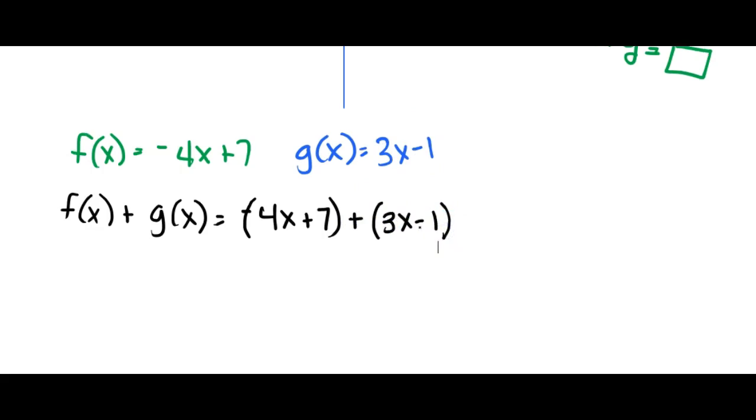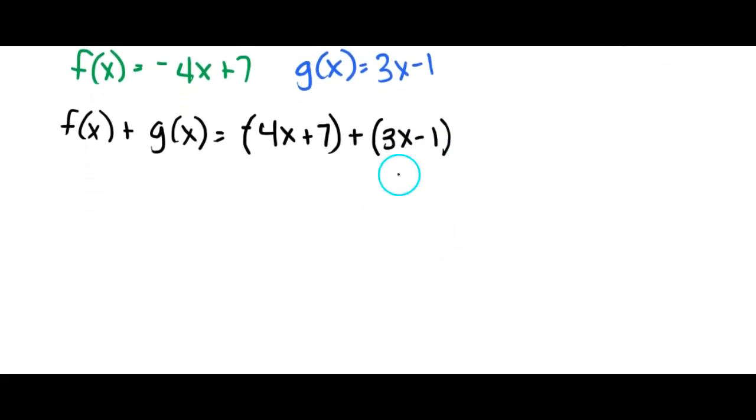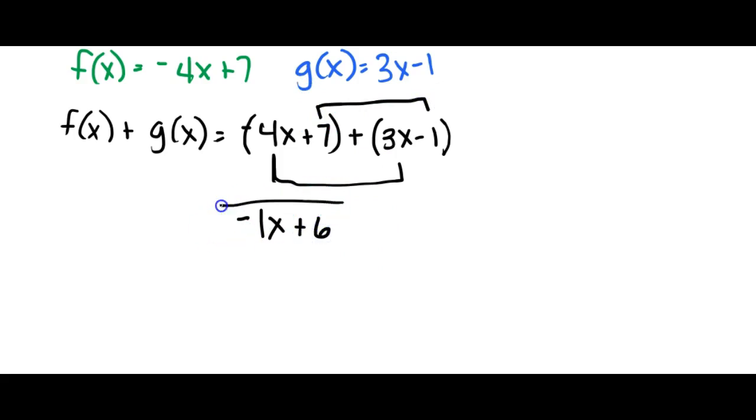And here, all we're doing is combining like terms. So remember, these can go together. Negative 4x plus 3x is going to give us a negative 1x. And then 7 plus a negative 1 is going to give us 6. So that is all they're asking for. Sometimes they'll give you a subtraction, sometimes they'll give you a multiplication, but it shouldn't be too bad.